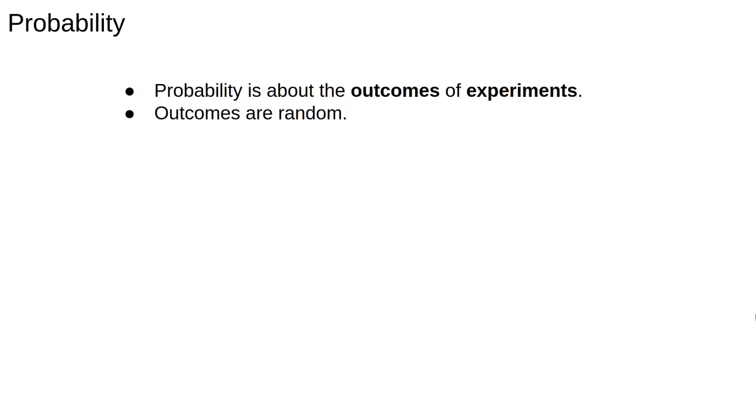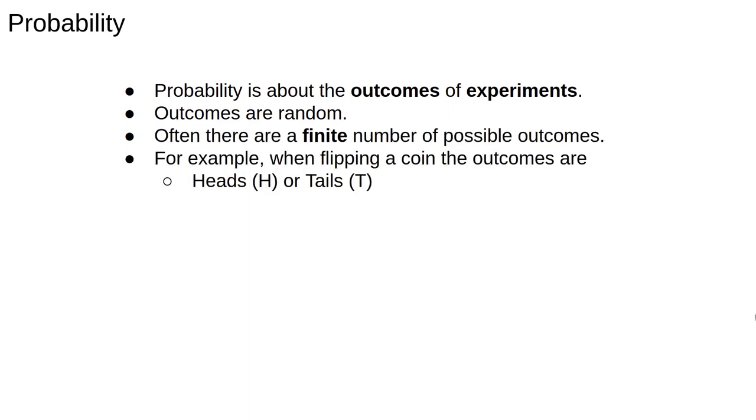So probability for us is therefore about the outcomes of experiments. We assume that outcomes are random, as in they can't be predicted exactly using Newton's laws or something like that. Often, there are only a finite number of possible outcomes, in which case probability theory is a lot simpler, and that's the case we'll mostly deal with. The classic example is flipping a coin. The possible outcomes are heads or tails.